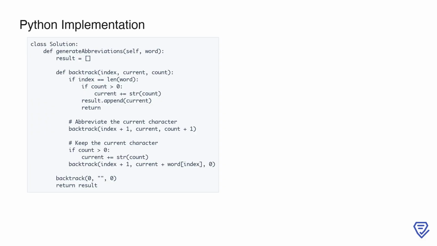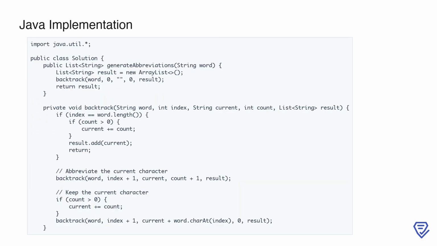This approach ensures all combinations of abbreviations are explored, with a time complexity of O(2^n), due to the binary branching at each character. The function efficiently handles edge cases such as empty strings and long inputs by leveraging its recursive structure and count tracking. Here, we are implementing the solution to generate all possible generalized abbreviations of a given word.